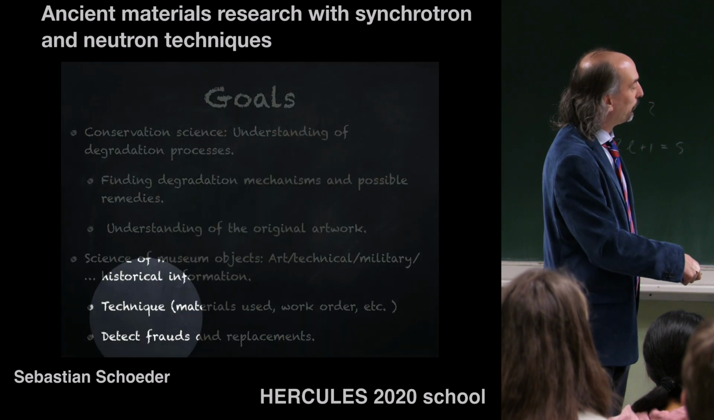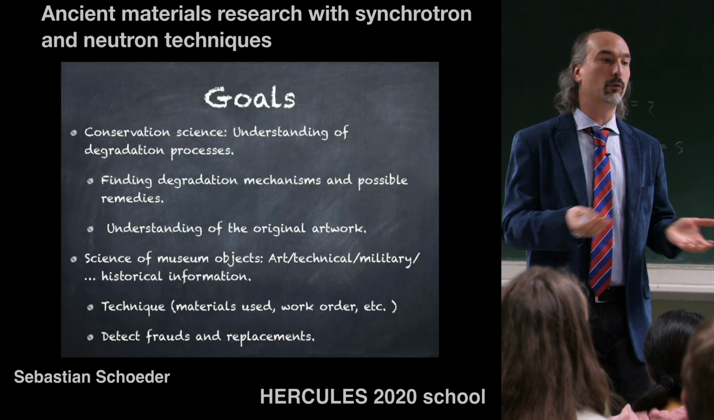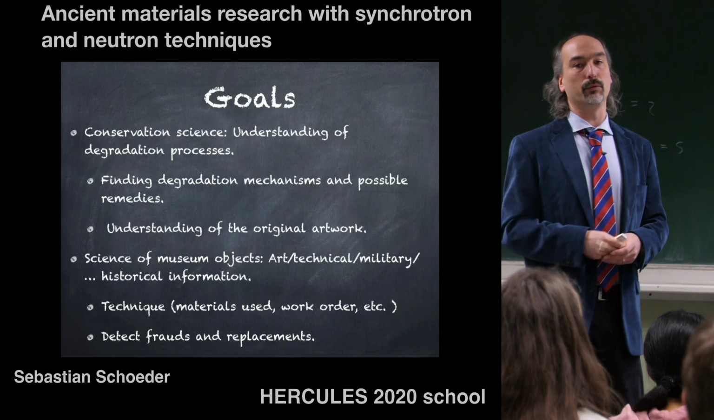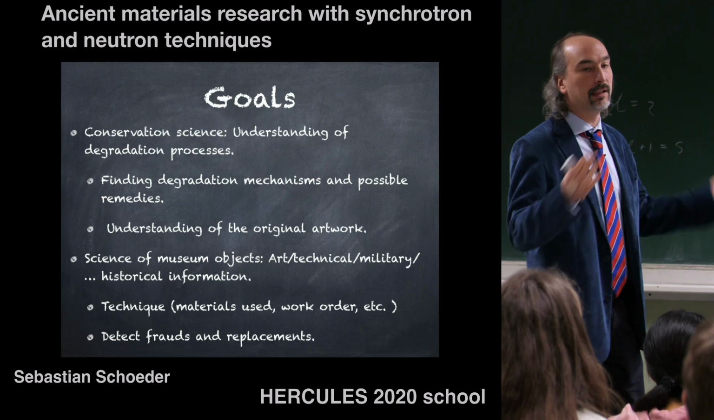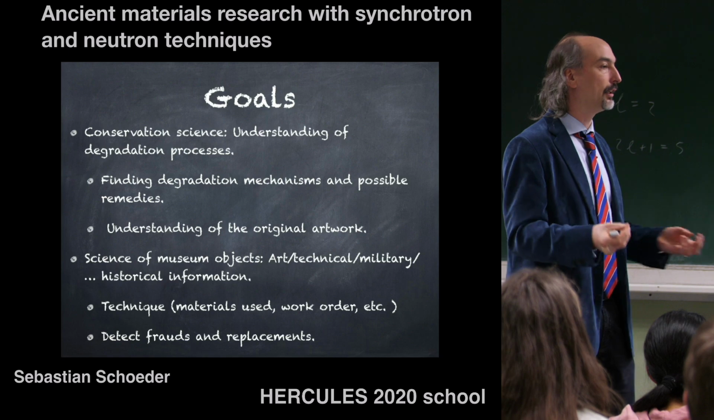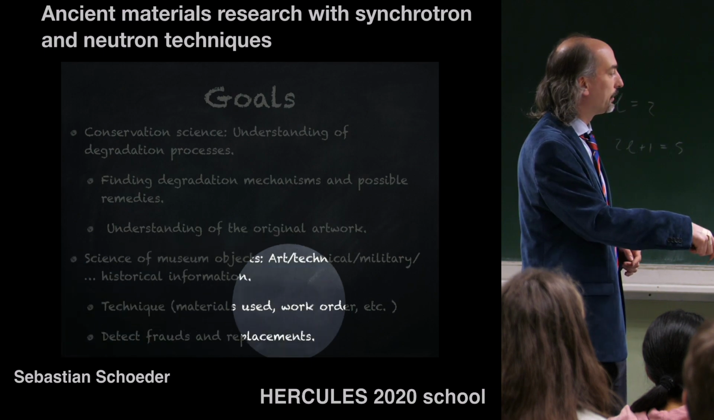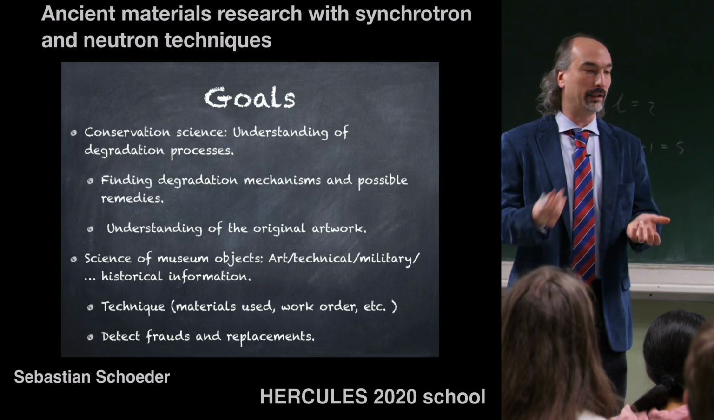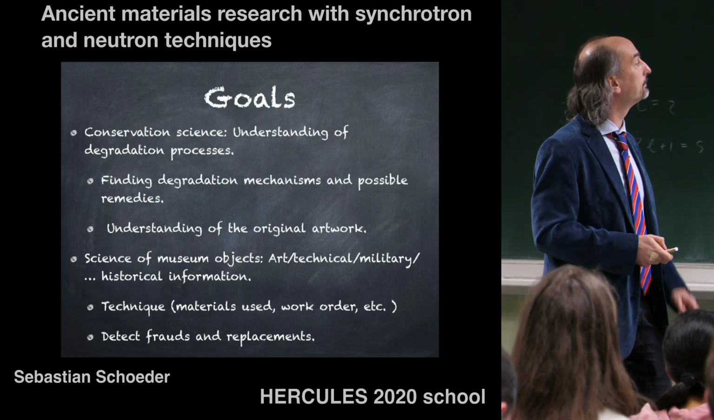The other point is the science of museum objects. This really depends, of course, on the type of museum. In an art gallery, we are typically asking questions about art history. For example, what techniques did a certain painter use? What kind of pigments did he use? In which way did he apply them on the canvas? Or if you have, for example, a military museum, then you have questions of military history. In which order were certain weapons developed? What kind of materials were used, and things like that. And sometimes you can also detect either frauds or parts of an object that have been replaced over time. For example, they were damaged and had to be replaced. This can also be important to better understand the systems with which we are working.